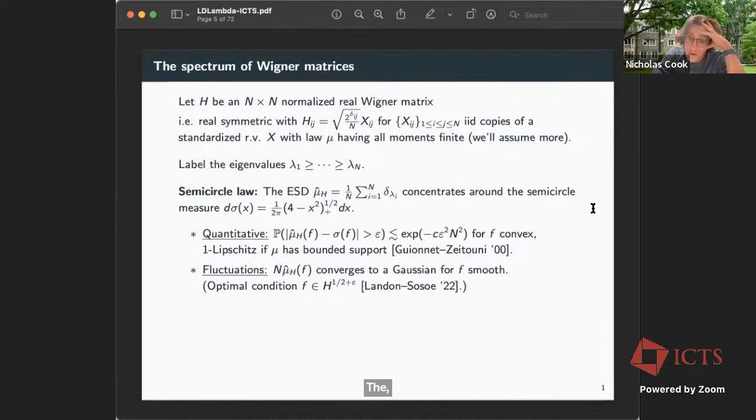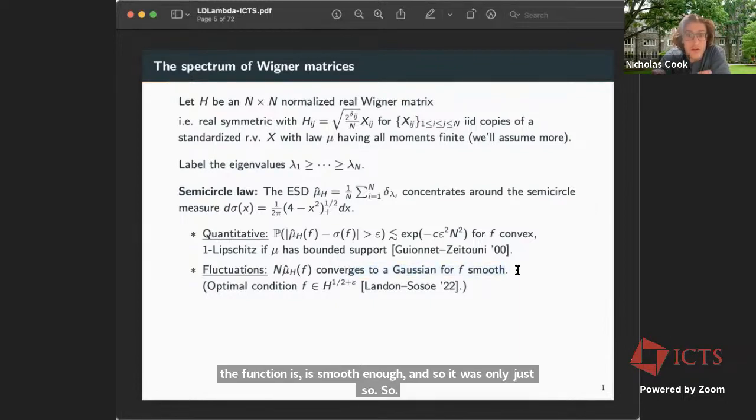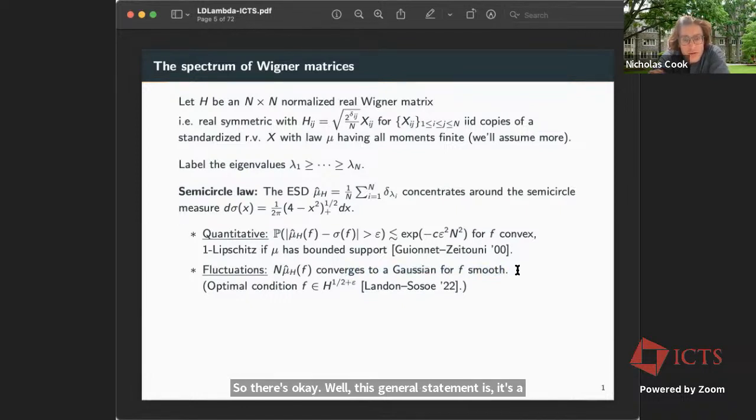The fluctuations of test functions of these linear statistics is consistent with the speed n squared. So if you scale by n, then this linear statistic converges to a Gaussian if the function is smooth enough. This general statement is pretty classical now, but it was only just this past year that the essentially optimal regularity condition for the CLT without rescaling was established by Ben Landon and Phil Sosoe.